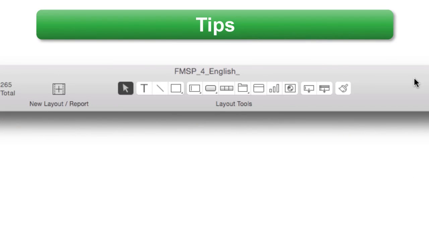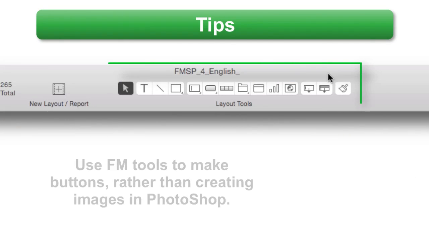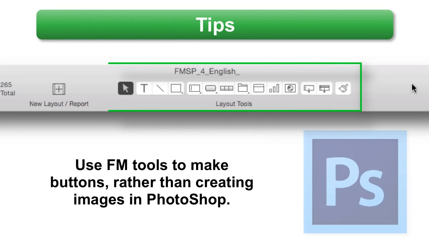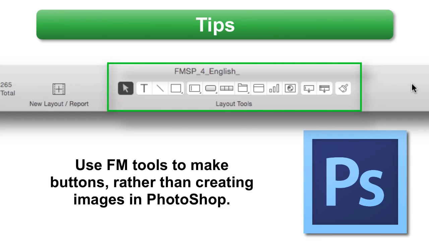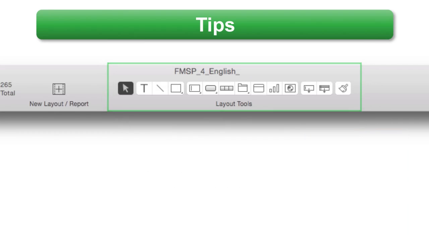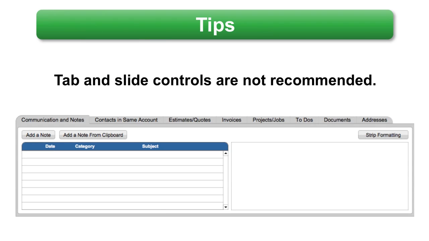As a general rule, creating fancy images with Photoshop is going to create large images that FileMaker has to render and push down through the network. Once again, that's not recommended. A couple other tips about WebDirect. Tab and slide controls generally have a lot of object data associated with them. That's that XML that we saw earlier.